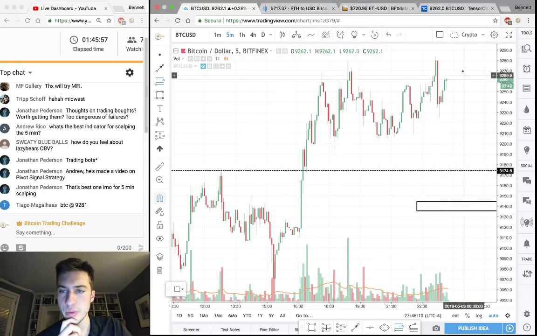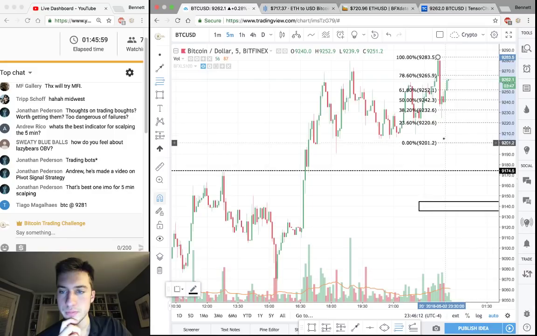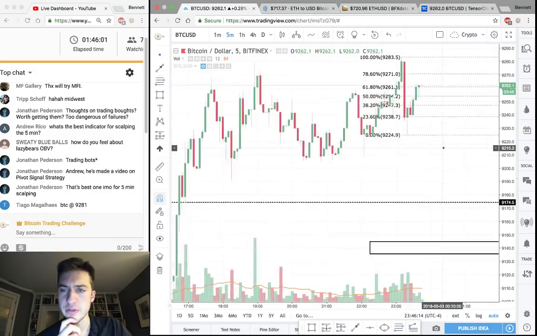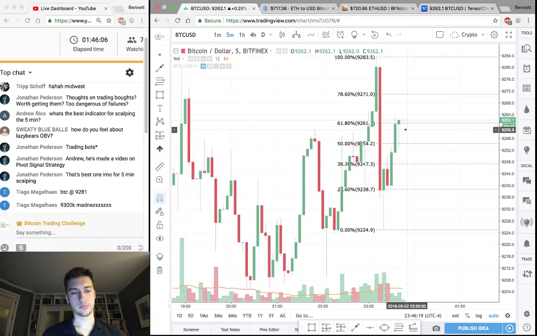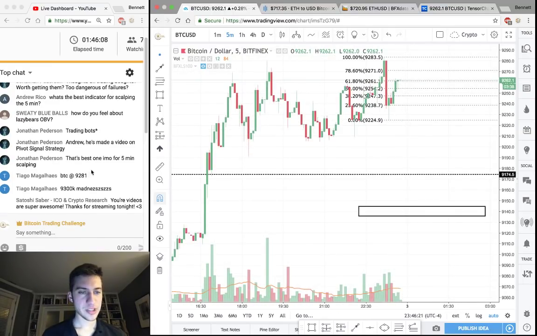Okay, so we're getting a 61.8 retracement, looks like. Let's see if this one holds. Okay, I think I'm going to take one more question.